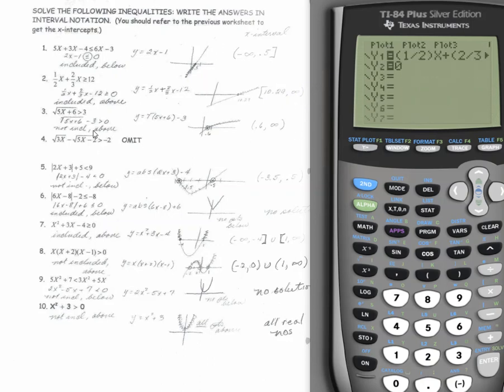Let's go do number 3. It's got a radical in it, and we need to move that 3 over. So we have square root of 5x plus 6 minus 3. Now we have a greater than, no equals under it. So let's clear this, and we'll have square root of 5x plus 6.